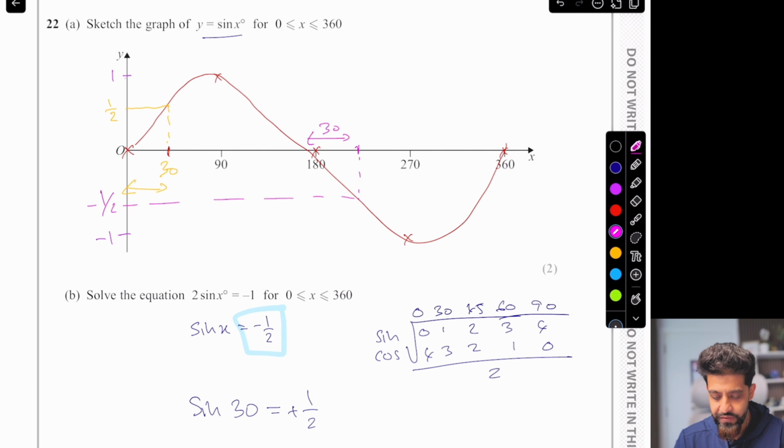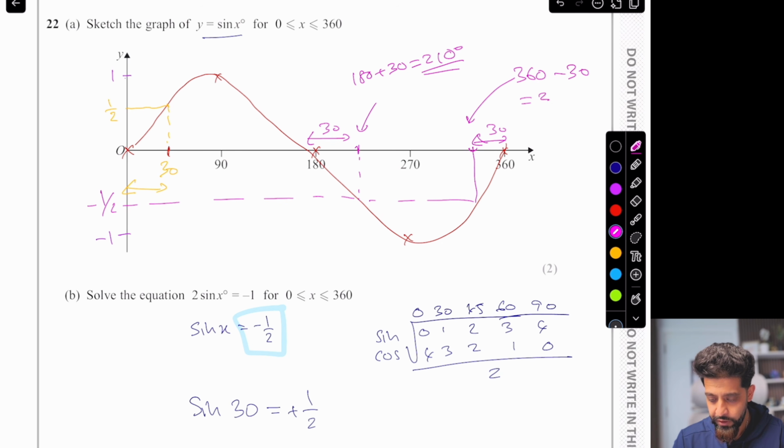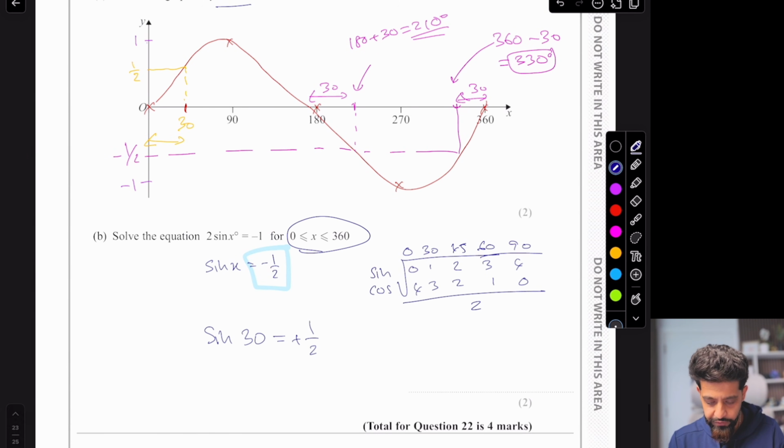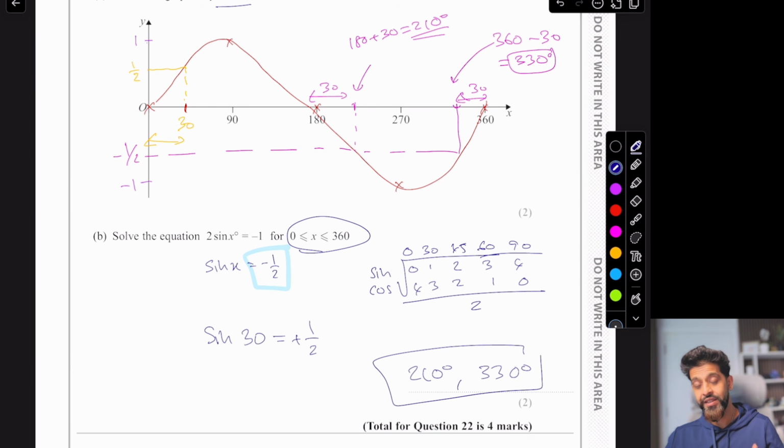So 180 plus 30, which is 210 degrees. And then the other one was right there, and again, that is 30. So this one is going to be 360 take away that 30, which is 330. Okay, so your two solutions for this between 0 and 360 are 210 degrees and 330 degrees. This is actually an A-level standard of question, by the way.